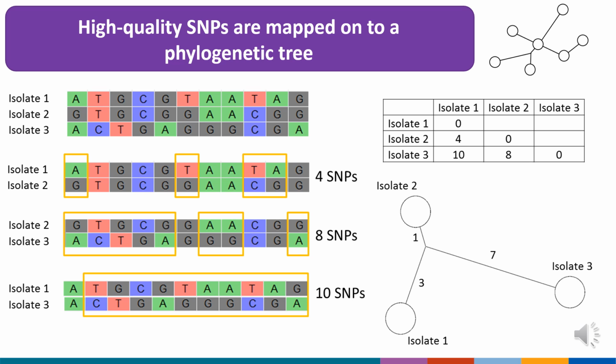This pairwise comparison between the isolates gives us a SNP distance matrix for the 3 isolates, shown here on the upper right. To construct the phylogenetic tree, first one pair is joined together. For example, isolate 1 and isolate 2. They are 4 SNPs apart. Then you add in another neighbor. In this case, isolate 3, which is 10 SNPs from isolate 1 and 8 SNPs from isolate 2. And you get a diagram that shows the SNP distance between each isolate, but notice there's no MRCA.